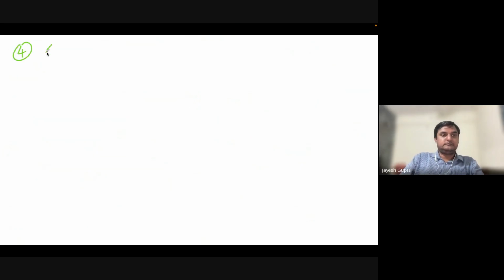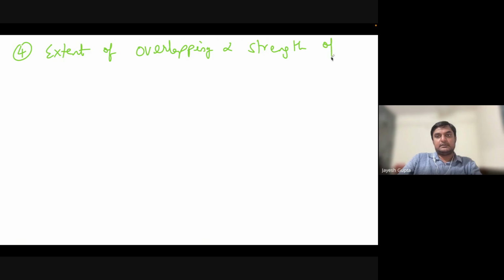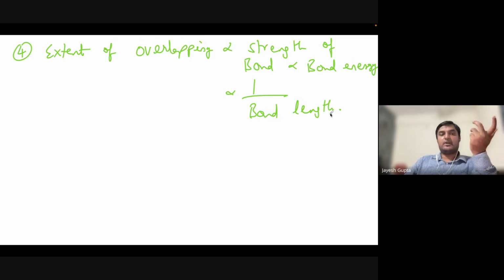Fourth point: extent of overlapping is directly proportional to strength of bond energy. The strength of overlapping will be higher, the bond energy will be higher, and it will be inversely proportional to bond length. So it is the same as the bond order. Bond order is higher, strength of overlapping is higher.